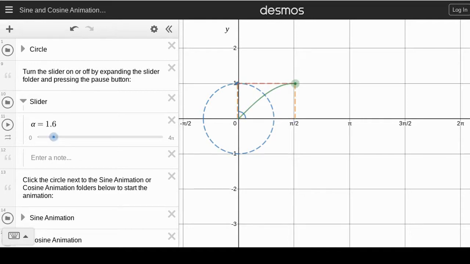And notice that green line, which represents our sine value or our y coordinate, is tracing out the path of our sine curve. And if I go down to pi, then that gives me the sine curve that we have created. And I'm going to continue into the third quadrant and into the fourth quadrant.